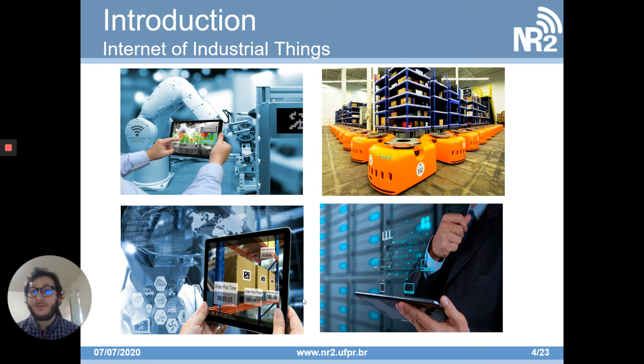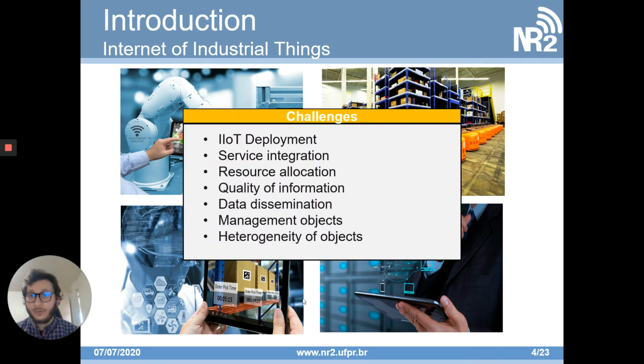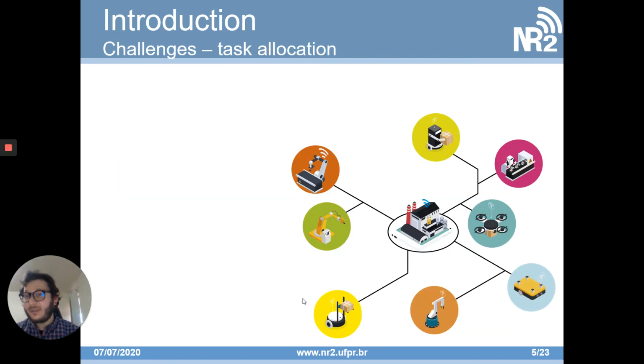However, IoT has some challenges to overcome to develop in the industrial scenario. So we need to overcome challenges like service integration, resource allocation, quality of information, data dissemination, and management, all of these IoT objects handled with heterogeneity of these objects. For that, we can use services like task allocation. However, in task allocation in the IoT scenario, we have some problems because all the objects are not the same.